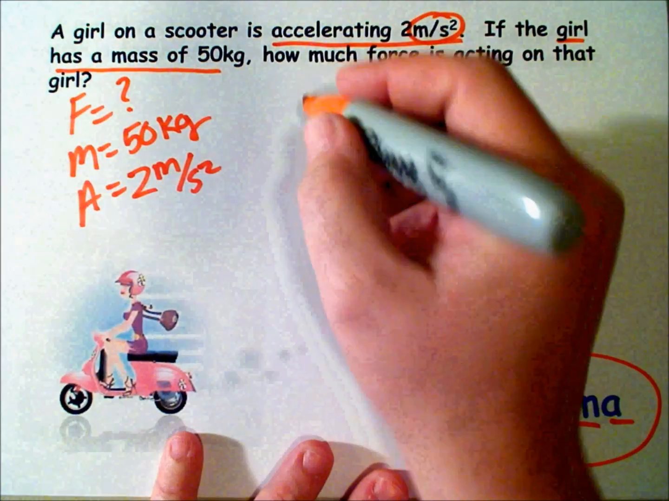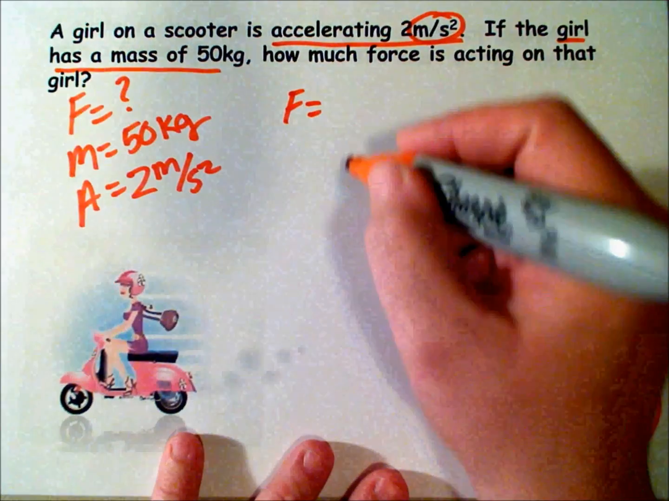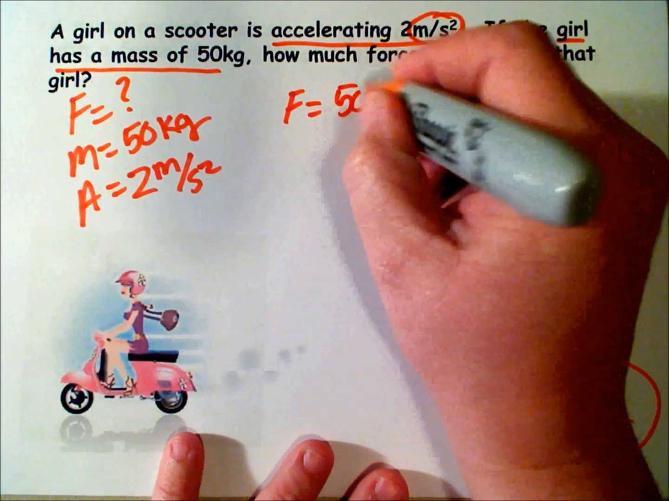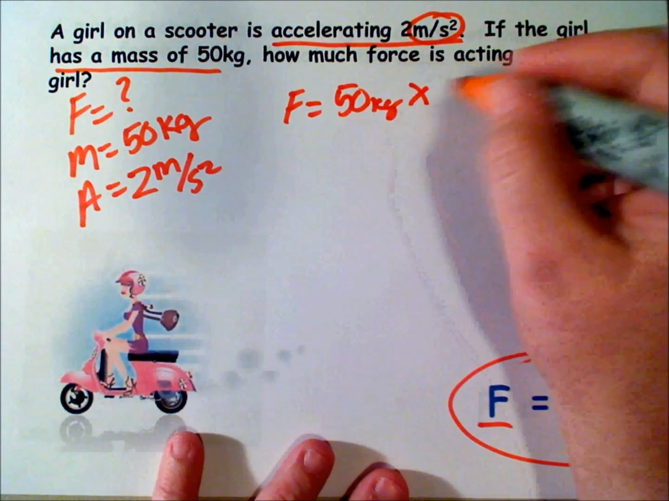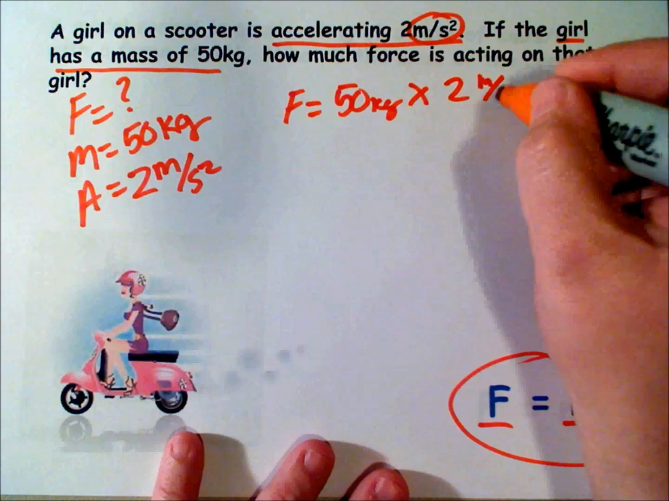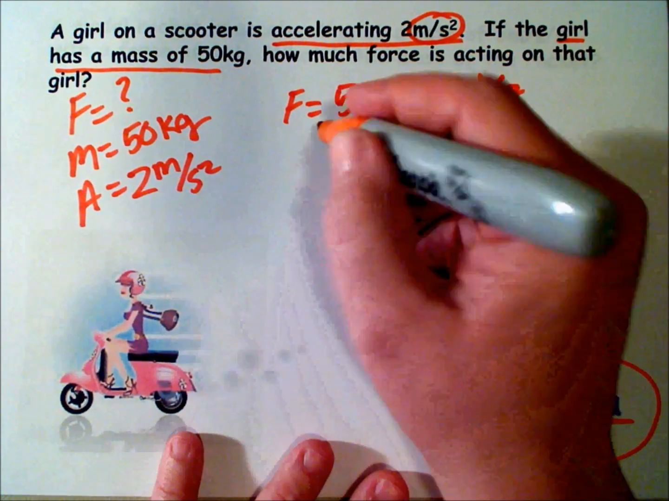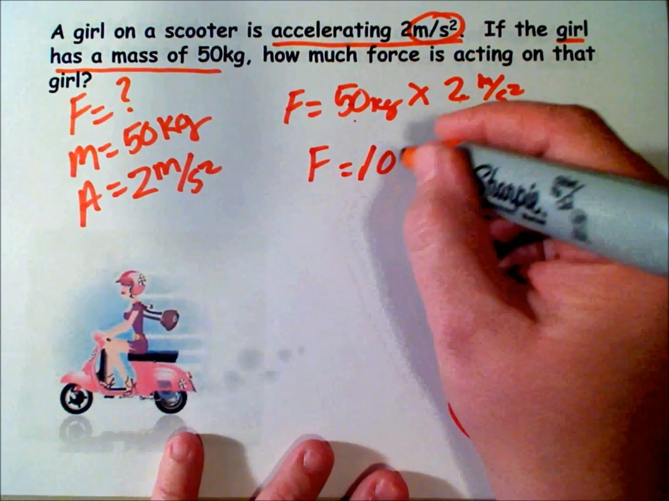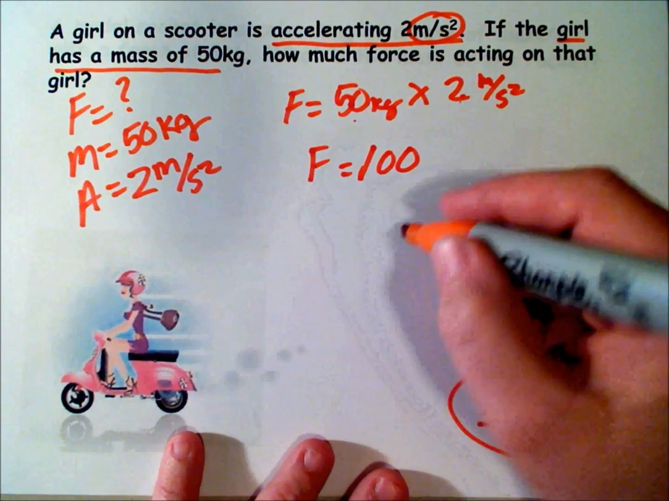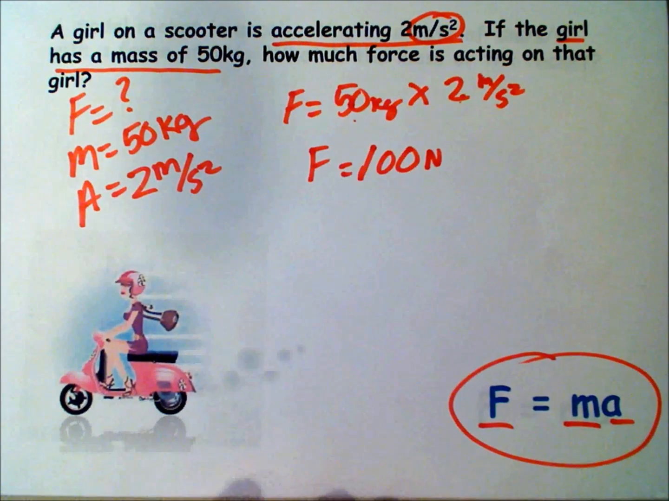So let's go ahead and write out our problem. We don't know force. Force equals mass, which is 50 kilograms, times acceleration, which is 2 meters per second squared. So we're simply going to multiply 50 times 2, which gives us a force of 100, and of course we measure force in newtons. And that's how we solve for force. Alright, let's move on to the next problem.